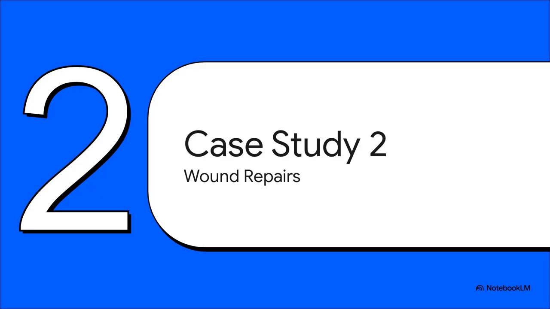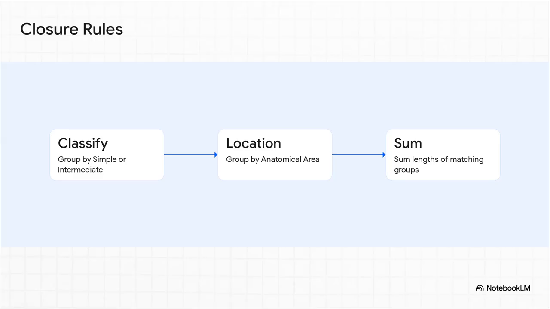Moving right along to case study 2, wound repairs and closure rules. So let's say a patient comes in with 3 distinct lacerations. We've got a 2.0 centimeter simple repair on the scalp, a 3.5 centimeter simple repair also on the scalp, and a 4.0 centimeter intermediate repair on the forearm. How in the world do we code this without unbundling incorrectly? We follow the 3 strict steps laid out right here.